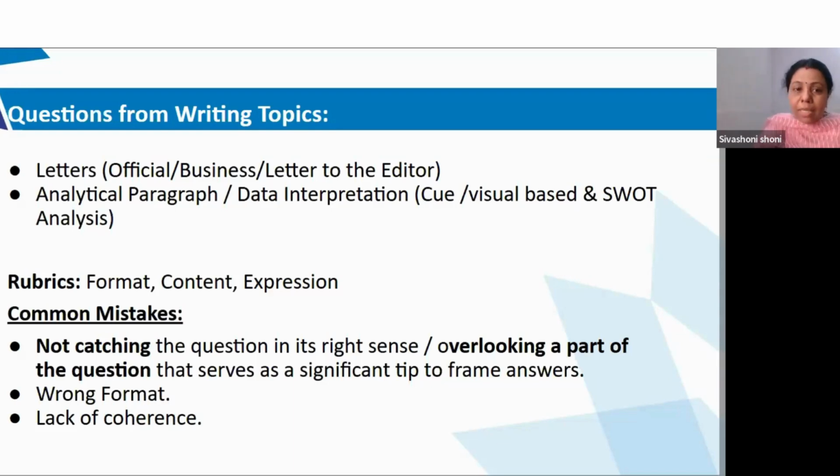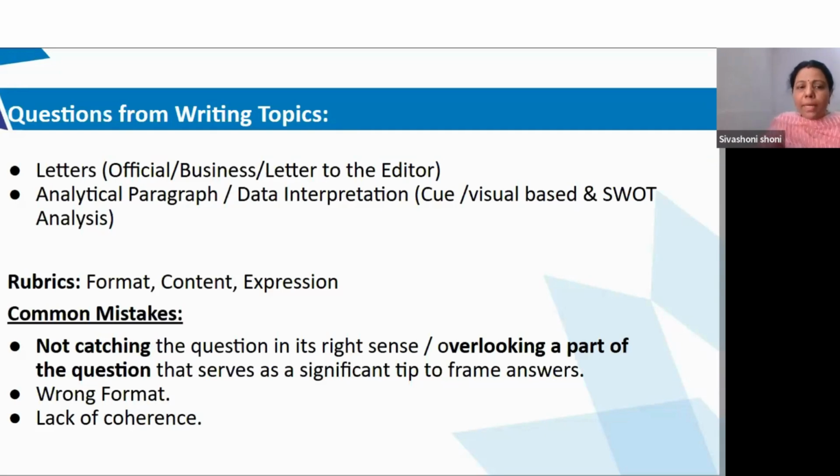The next question is the analytical paragraph, which is a new addition from last year in our CBSE. Analytical paragraph comes with another name, data interpretation. Data interpretation can again be visual based or a SWOT analysis. And I'm very sure that your teachers would have guided you in the right way on how to write your analytical paragraph when it is visual based or SWOT based. And you might have done so many assessments and worksheets based on that.